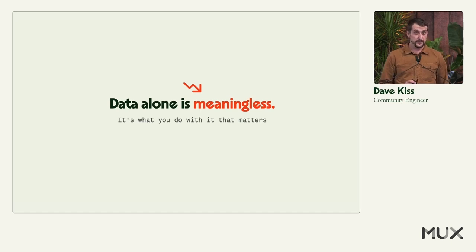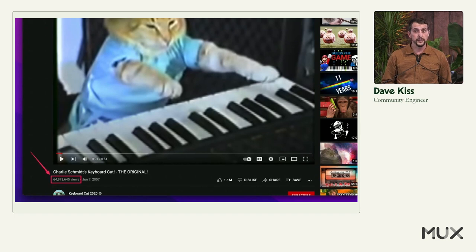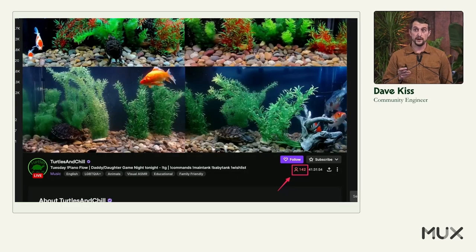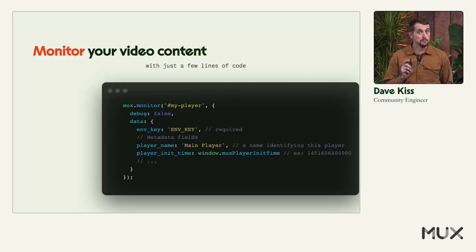You might be used to seeing video data on something like a YouTube video. This is my favorite YouTube video. It's got many views. Half of them are probably me. But you can see the popularity of the content that's associated here. Or on a Twitch stream, you get a sense of how many live viewers there are in any given stream. Turtles and Chill, relatively popular. But there's so much more available to you than just the number of views and viewers for any given piece of content. And it all starts with monitoring your video content.